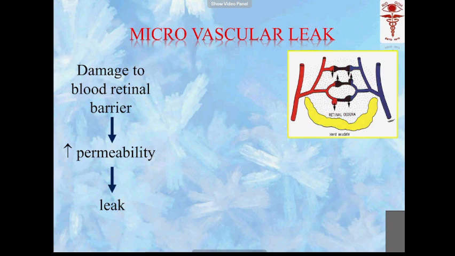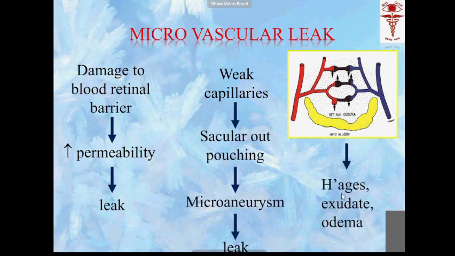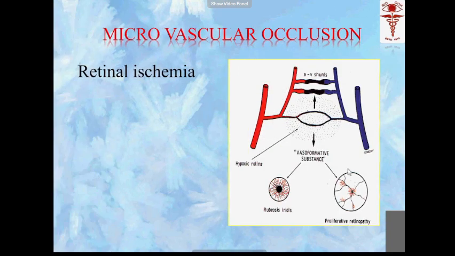Next, what happens? Already I told you the capillaries are very weak. Because of the loss of pericytes, they outpouch. That outpouching is called a microaneurysm. Again, the integrity of that is not good, so it ultimately leaks. What we see is hemorrhages, exudates and edema. These are the changes occurring in the posterior pole or the macula and other places because of the microvascular occlusion and microvascular leakage.